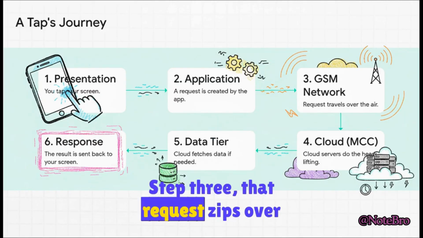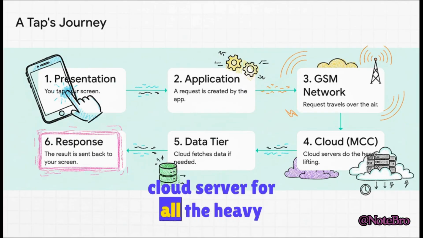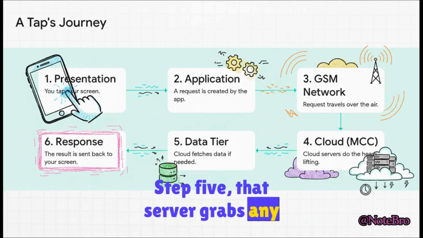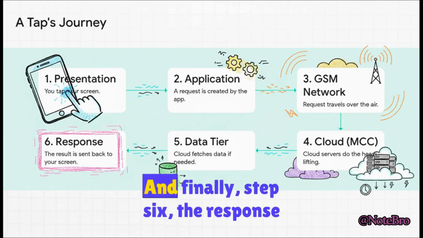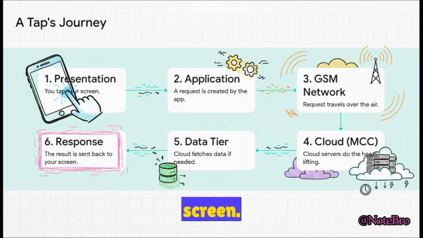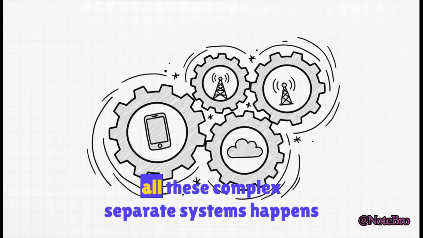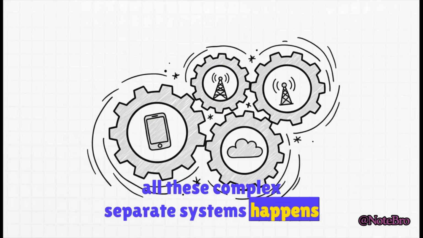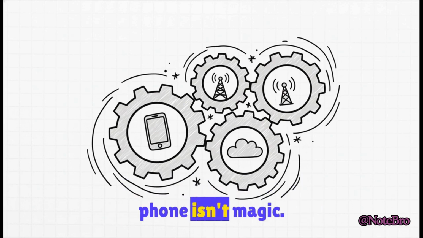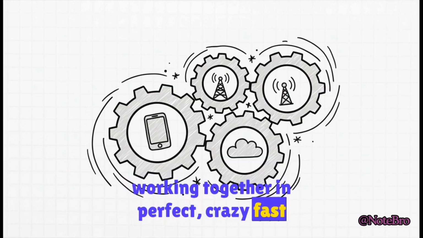Step 3, that request zips over the airwaves using the network. Step 4, it arrives at a cloud server for all the heavy lifting. That's mobile cloud computing. Step 5, that server grabs any info it needs from its database. And finally, step 6, the response travels all the way back and the result pops up on your screen. And what's truly mind-blowing is that this entire round trip, crossing all these complex, separate systems, happens in a fraction of a second. The instant, effortless feeling of your phone isn't magic. It's just all these different layers working together in perfect, crazy fast harmony.